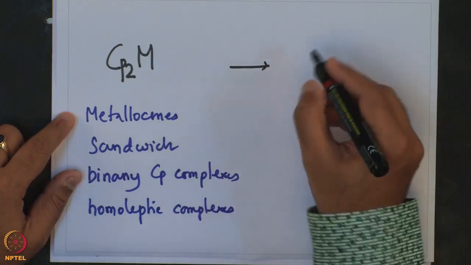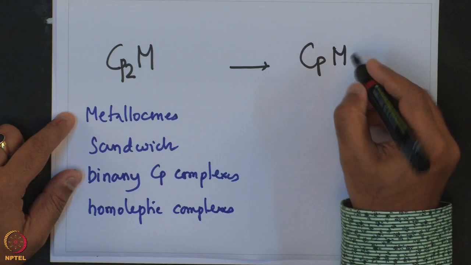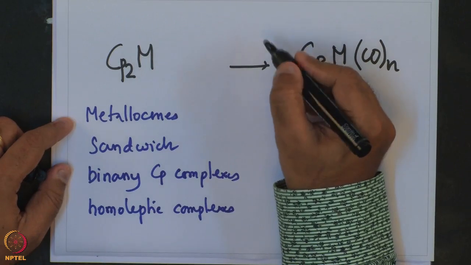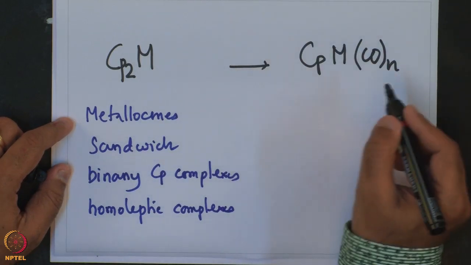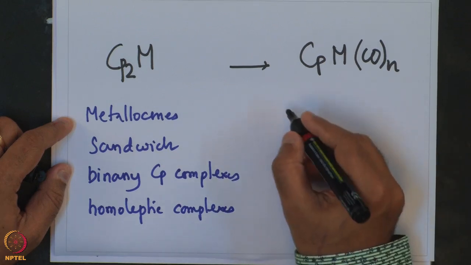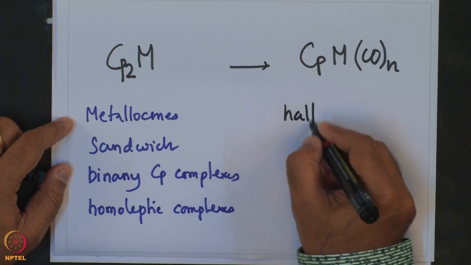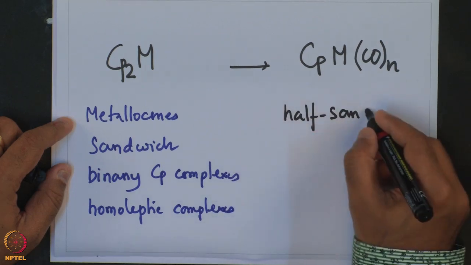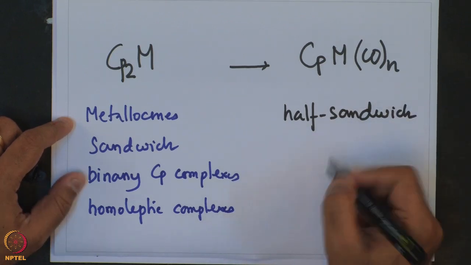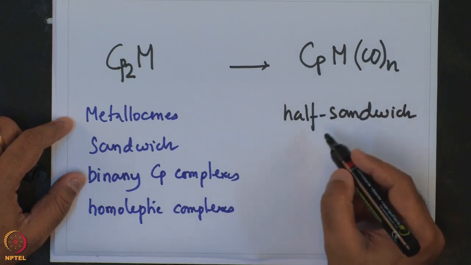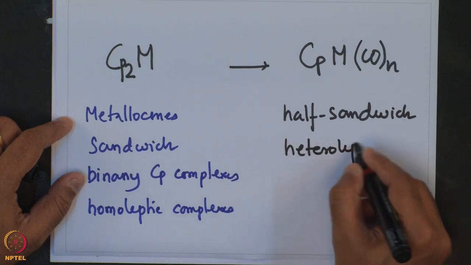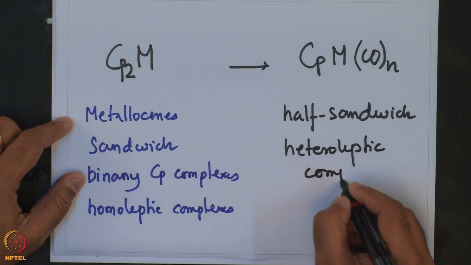From these, we are going to move to CpM(CO)n type of complexes. These are cyclopentadienyl metal carbonyl complexes, which are no longer metallocene. They are called half sandwich complexes, and also they are no longer binary complexes, because now there are more than 2 different kinds of ligands. So, these are called heteroleptic complexes.